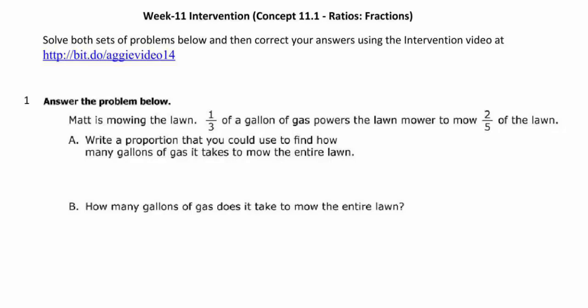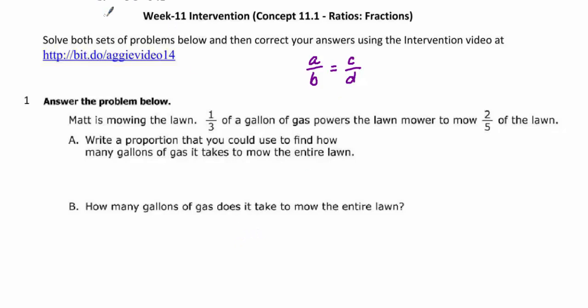Here we are at the week 11 intervention. So these are ratio problems dealing with fractions. And when we set these up, the idea is we want to have a proportion. A proportion is two equal ratios set up as one. Think of it as an equation. So it's the ratio A to B equals the ratio C to D, for example.